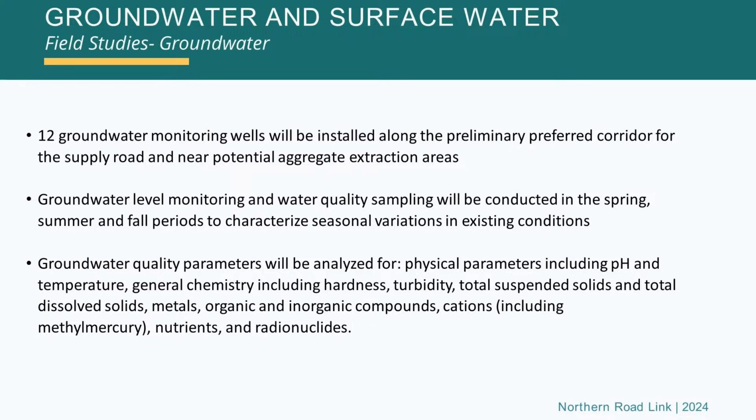Now let's talk a little bit about the quality side. So when we take a groundwater sample, we'll typically analyze it for what you call physical parameters like pH, which is a measure of acidity, and temperature. So these are physical characteristics. And then there'll be general chemistry conducted, looking at hardness, turbidity, total suspended solids, total dissolved solids, metals, organic and inorganic compounds, cations, nutrients, and radionuclides. So a full suite of things.